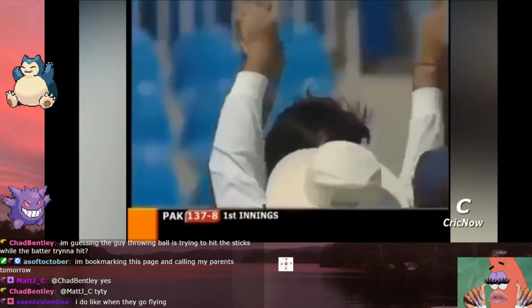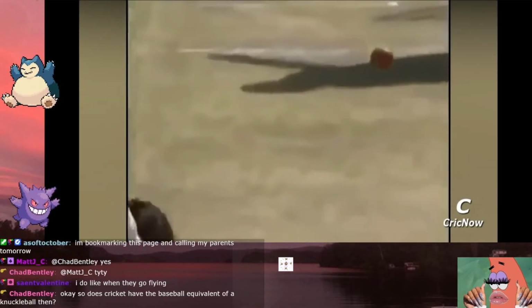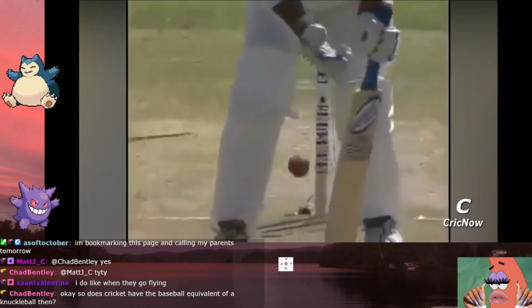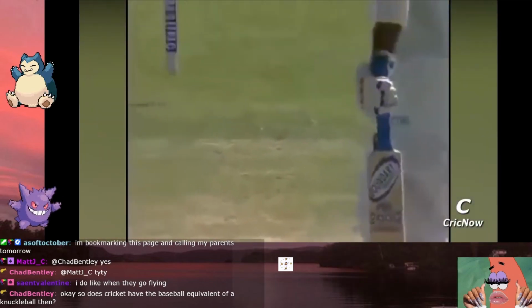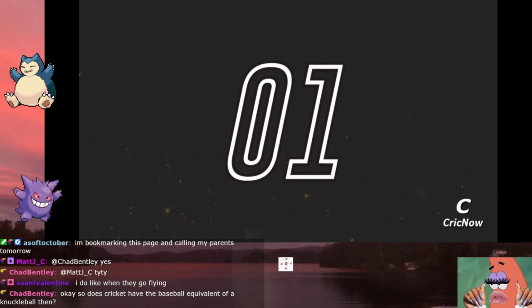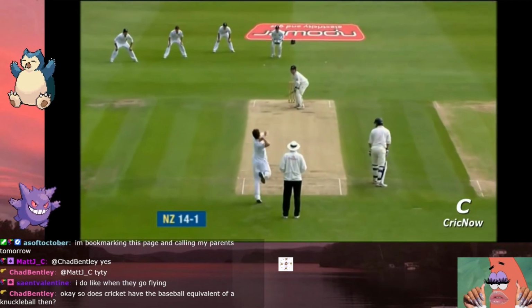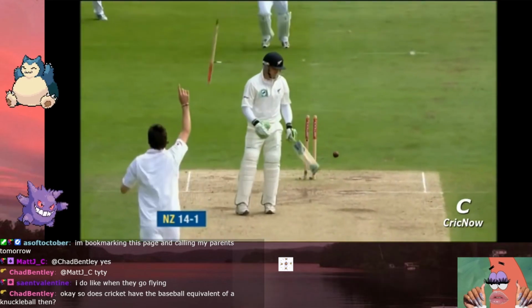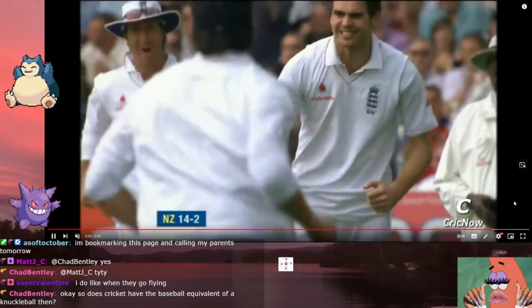There's also little cameras inside the stumps. None of those wickets broken. I'm disappointed.